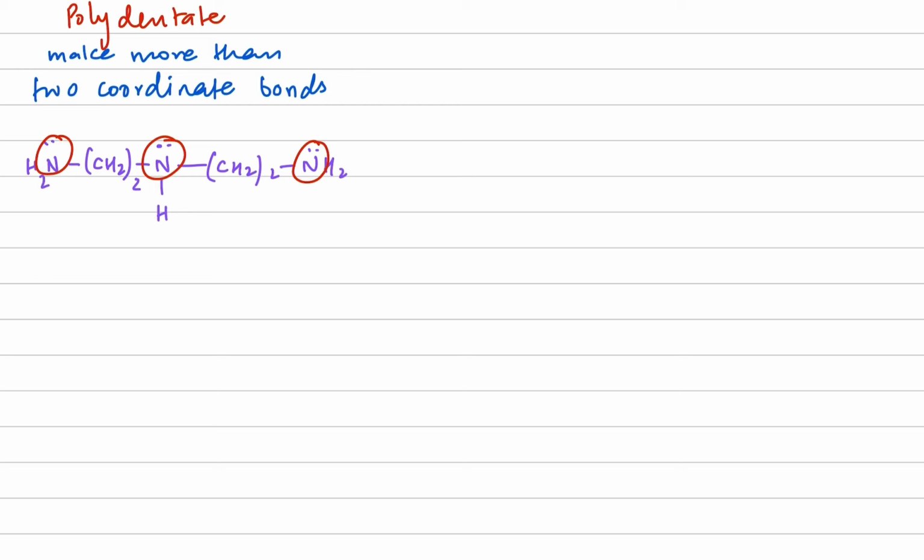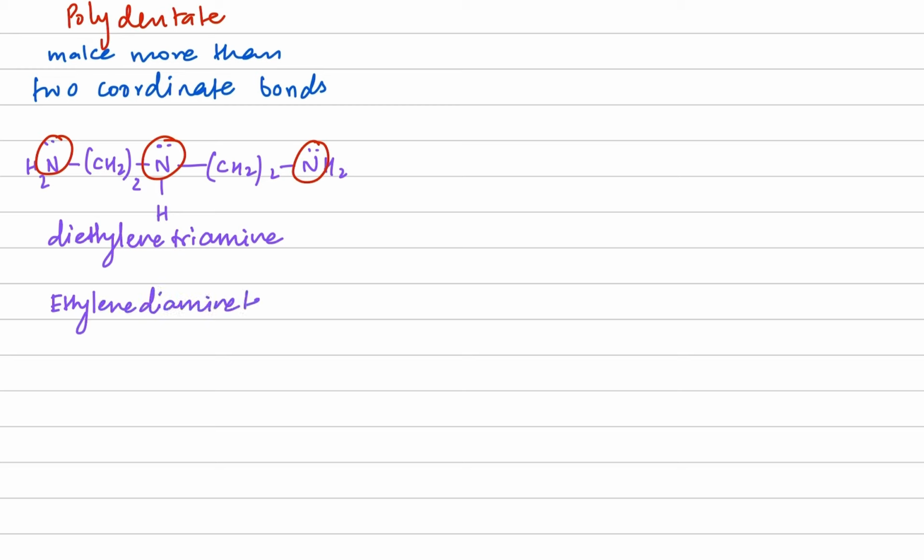Another example, let's write the name of this word, diethylene triamine, because it has two ethylene groups and it has three amine groups. You can see overall it can make three dative bonds at the same time.